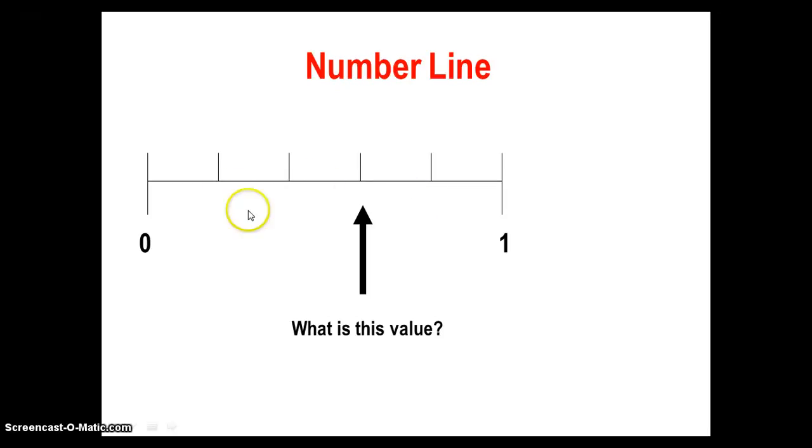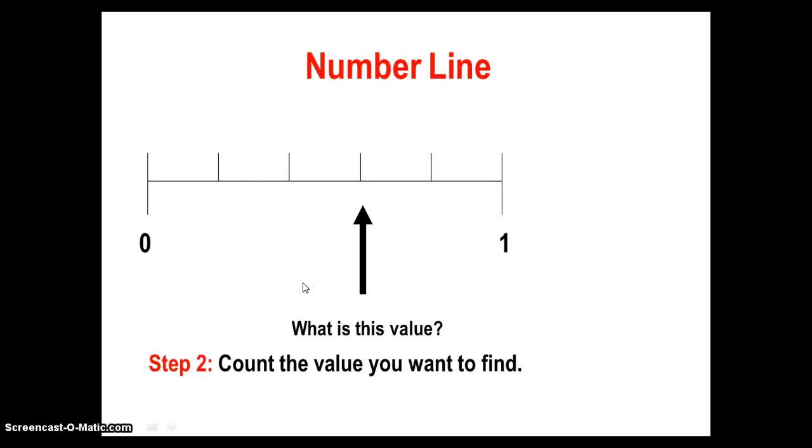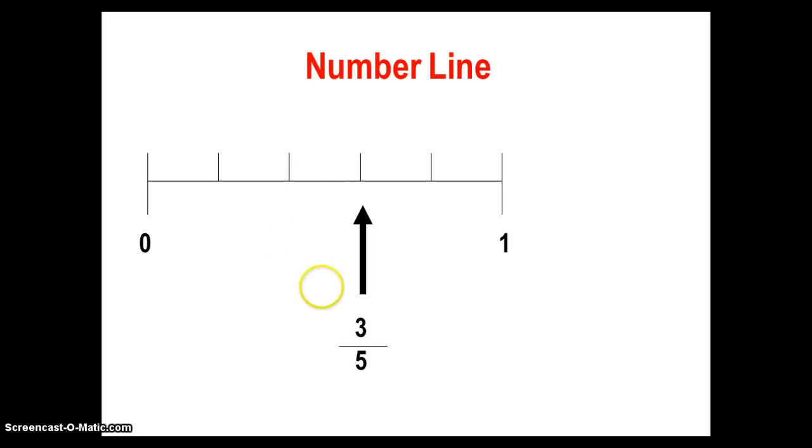Now, so what is this value? Okay, count the value that you want to find. So in this case, we have 1 equal part, 2 equal parts, and 3. So we are talking about 3 equal parts. So therefore, we have 3 in the numerator. So in this case, this value will be 3/5. Okay, 3/5 will be here. In other words, this line actually represents 1/5, and this line represents 2/5, and this will be 4/5.